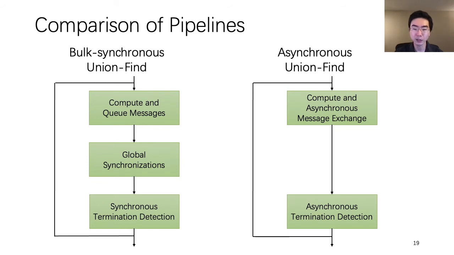Instead, we use asynchronous parallelism to program the union find. The difference is processes exchange messages asynchronously and use asynchronous termination detection without waiting for the responses of other processes. Processes will not be blocked by the communications of other processes, which significantly reduces the synchronization costs.